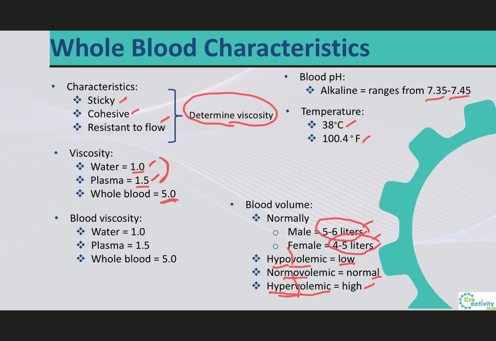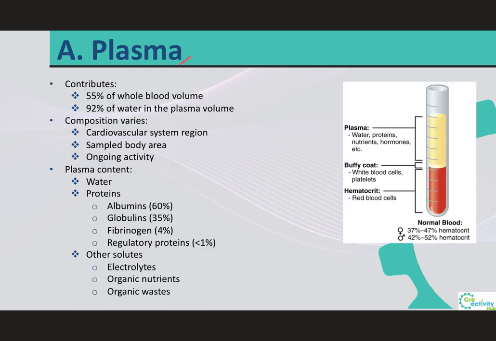Now, low and high blood volumes are potentially dangerous. For example, a hypervolemic condition such as hypertension or high blood pressure can place a severe stress on the heart, which must push the extra fluid around the blood vessels. So it's important to maintain a normal blood volume. Let's talk specifically about the plasma now.